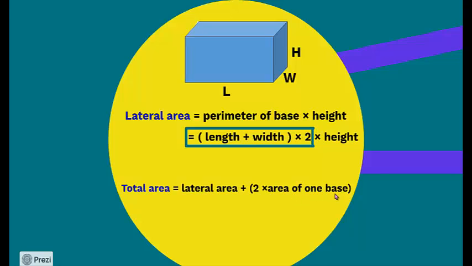What is the base? This base is in the form of a rectangle. And what is the area of a rectangle? Its length times width. As a result, the total area equals lateral area plus 2 times length times width. Remember that length times width is the area of one base. As we did and had some remarks in calculating lateral and total area of a cube, we are going to have the same for a cuboid. Let's go and see our remarks.